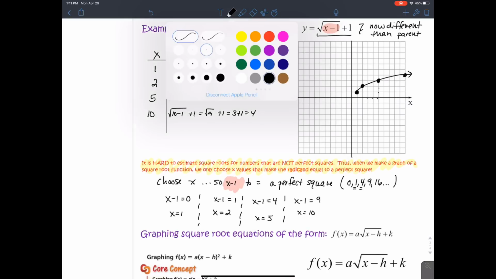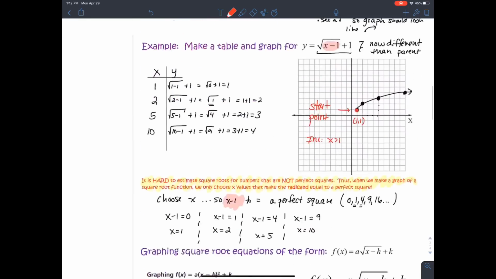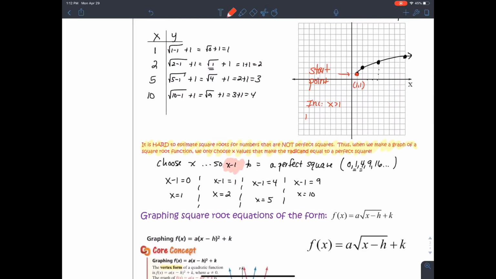So I can see here that this has a little different starting point. In this case, the starting point looks like it was moved over 1 and up 1, but our starting point was (1, 1). And we can see there's some differences. Like this is always increasing, but it's increasing whenever I choose an x value that's bigger than 1, just because I'm starting at the x value of 1. But the domain and the range we'll talk about on a different day. We're just kind of looking at the graphs for these right now.